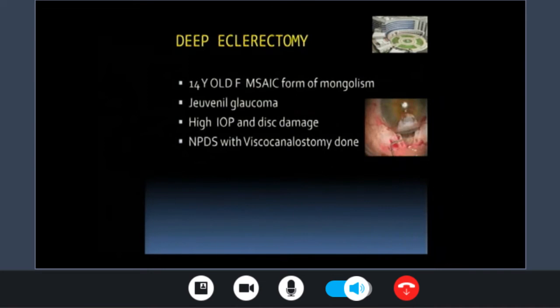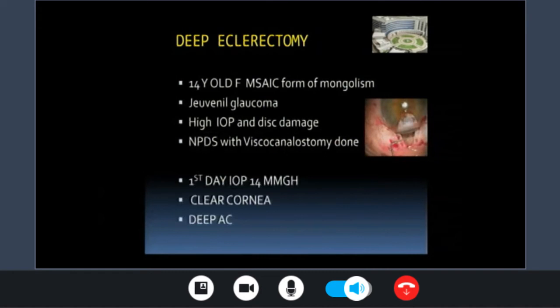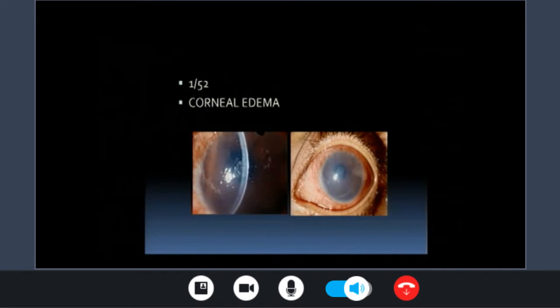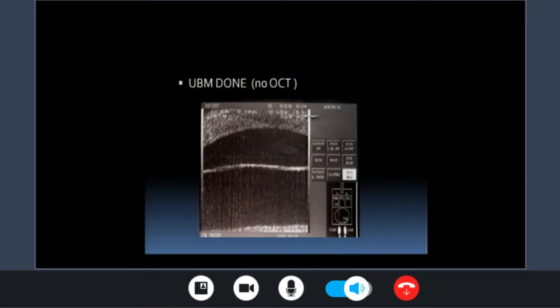This is another patient. It was a Mongolism mosaic form, a 14 years old female with juvenile glaucoma, high intraocular pressure with disc damage. We did for her non-penetrating glaucoma surgery with viscocanalostomy. Second day of surgery, she presented with pressure of 14, clear cornea, and deep anterior chamber. This is 1 week after surgery. She presented with severe corneal edema, and at that time, we didn't even have OCT. We did UBM for her, which showed total Descemet membrane detachment.